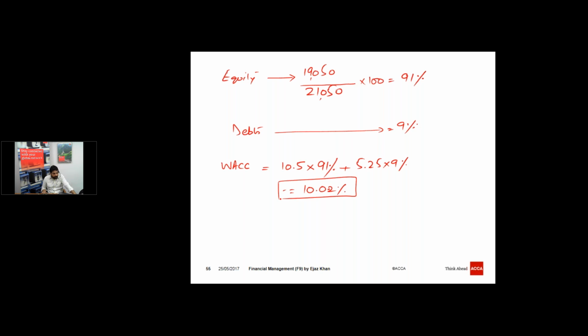Because we are taking market values, and market values do give the right answer. So it is a preferred method of calculating WACC over the book value. So wherever it is possible to use market values, we will always use market values.